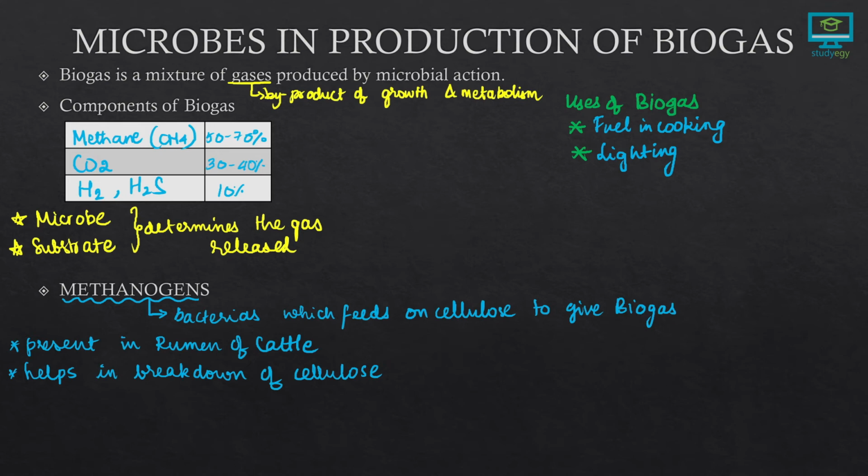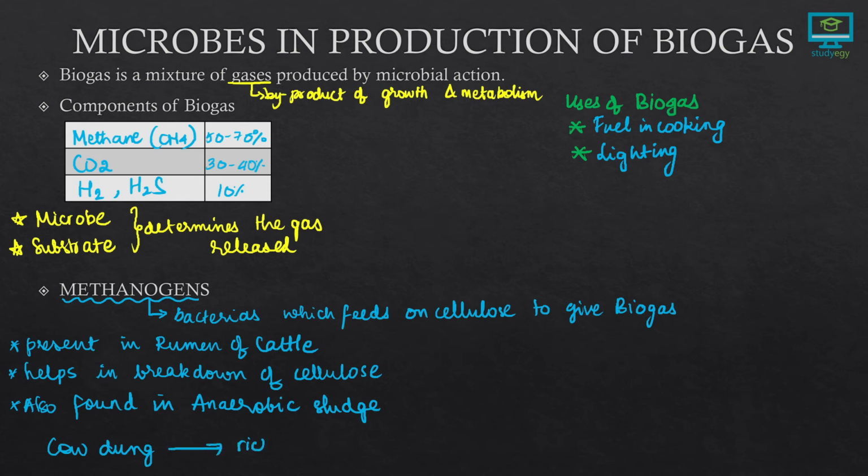Another point which we should note down is there's a particular question in the NCERT where they have mentioned, can human beings digest cellulose? One point which you should remember, even in cattle and humans, there are no enzymes present which are responsible for the digestion of cellulose. Both humans and the cattle lack that enzyme. But in cattle, due to the presence of these methanogens in the rumen, the digestion of cellulose is facilitated. They are also found in anaerobic sludge. The cow dung is rich in methanogens.